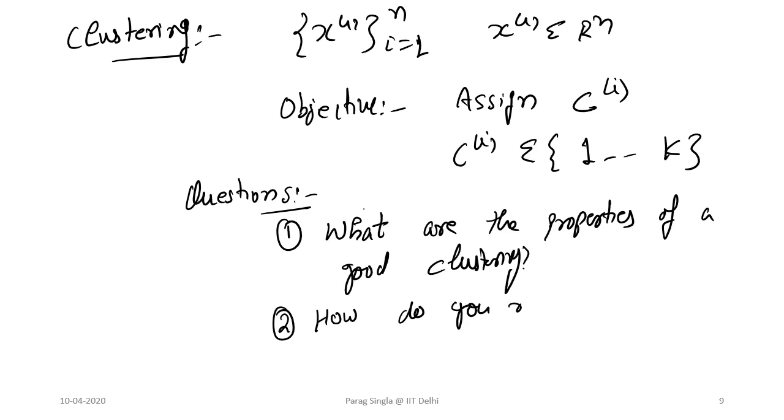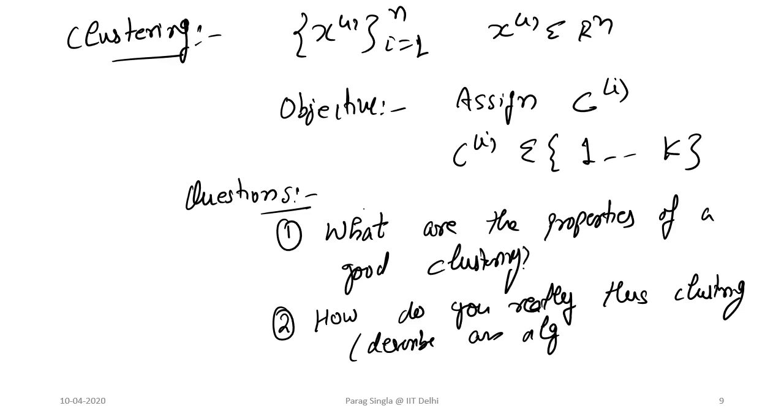how do you find this clustering automatically? So in some sense, how do you discover this clustering? Describe an algorithm to discover this clustering, and this will essentially be our k-means algorithm. And actually, let me just correct, this should be m.